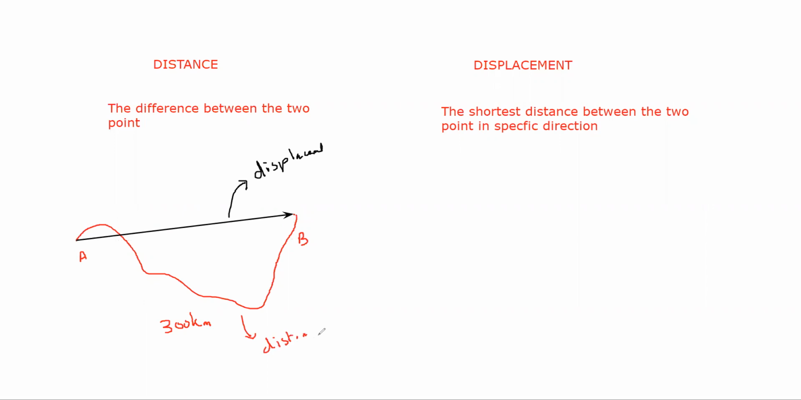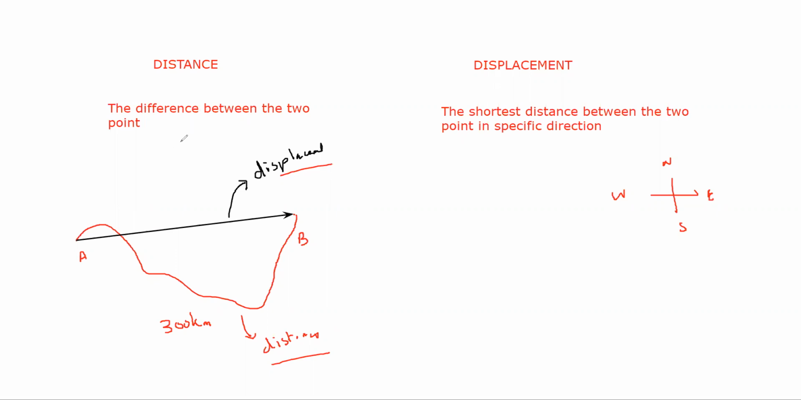Displacement should be specified with a direction, like towards east, north, south, west. You have this compass: north is always up, south is down, east is towards right, and west is towards left. So the shortest distance between the 2 points is known as displacement, and the difference between the 2 points is known as distance.